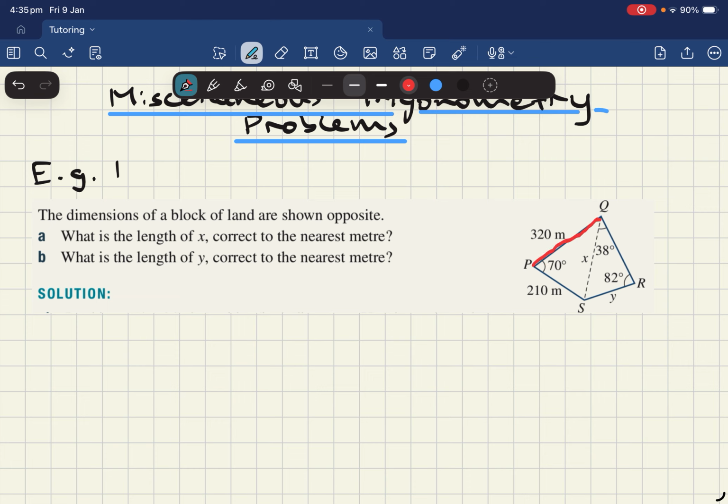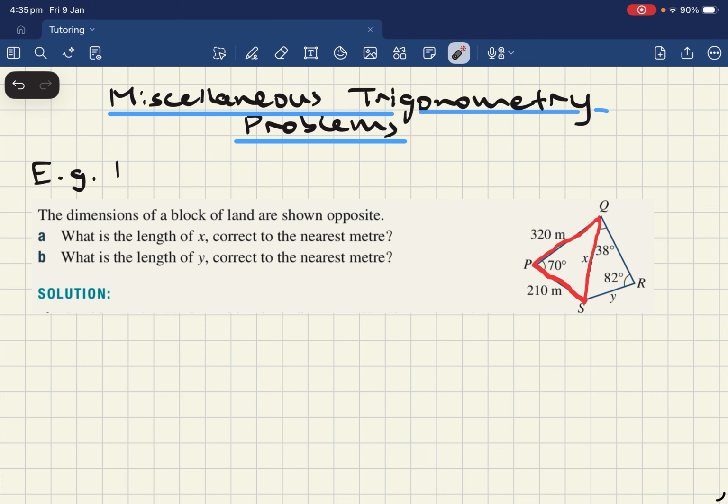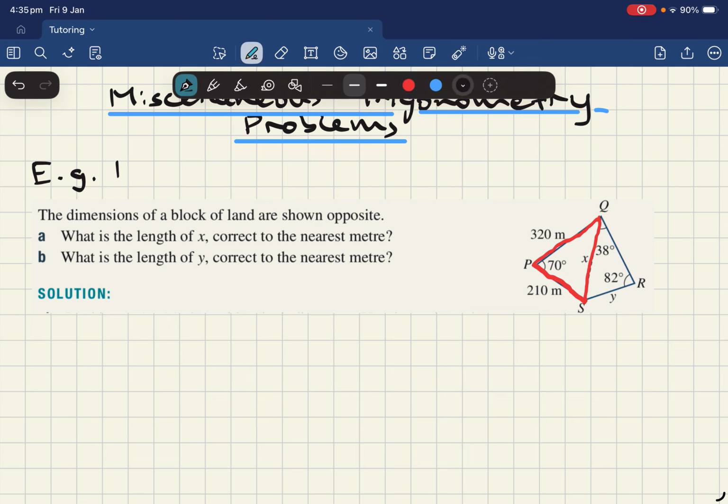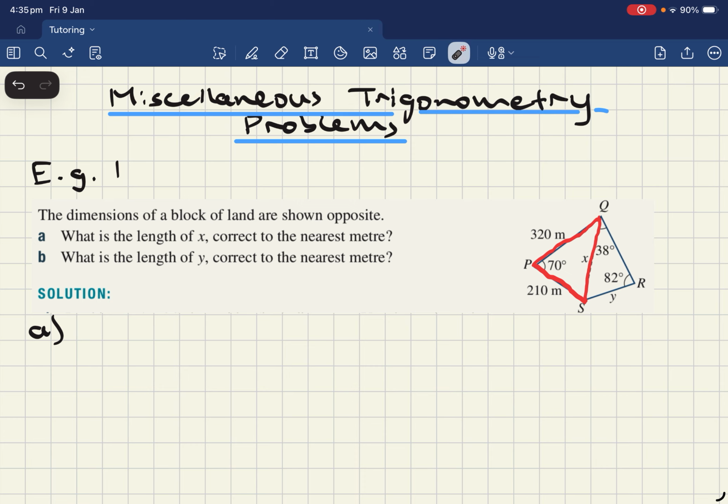So if you look at just this triangle here, we notice that there's three sides in question. We've been given two and we have an unknown one and one angle. Now, anytime we have three sides and one angle, we want to use cosine rule. So for part A, we want to use cosine rule and we're trying to find a side. So we'll call this X side C. That means 70 will be angle C. 320 can be A and 210 can be B.